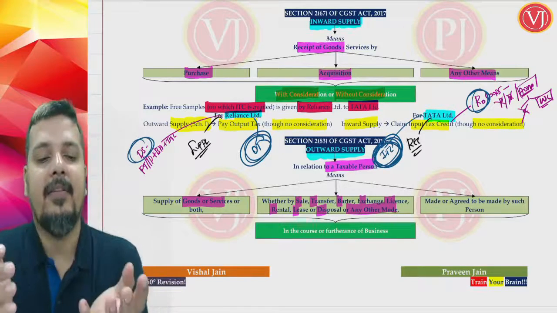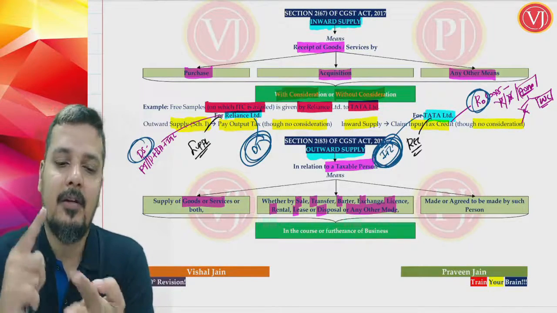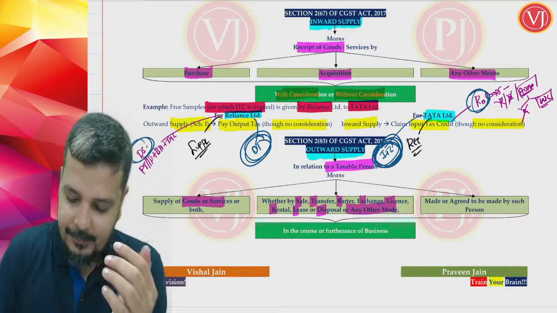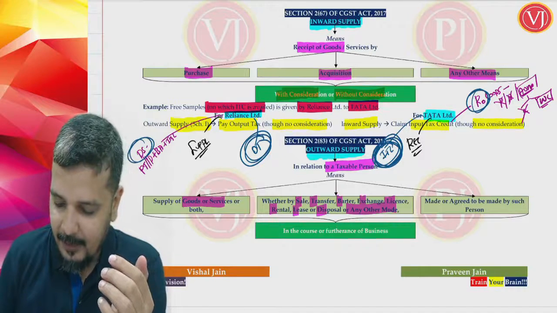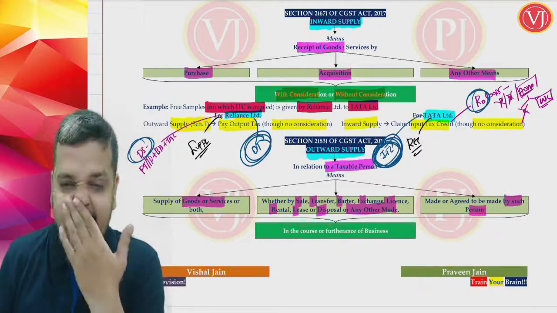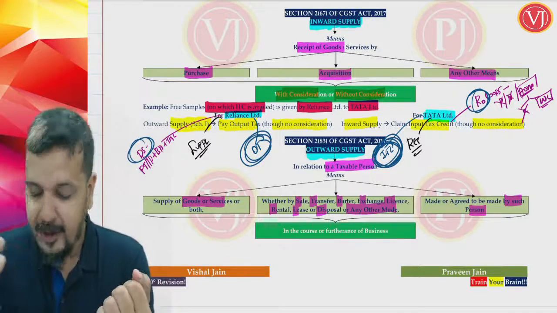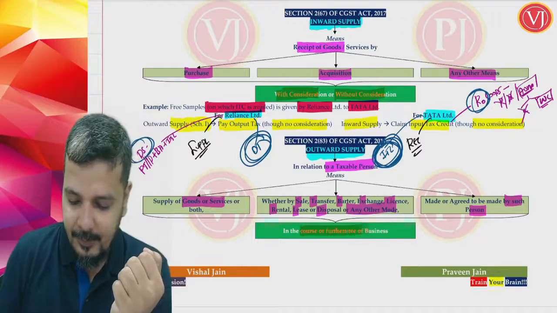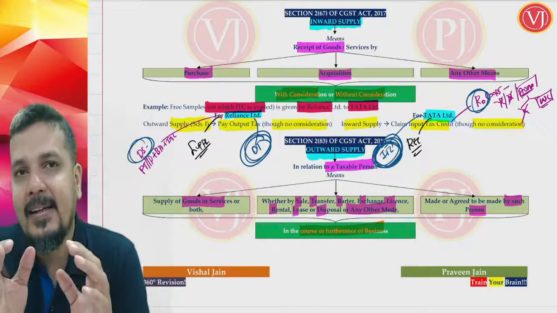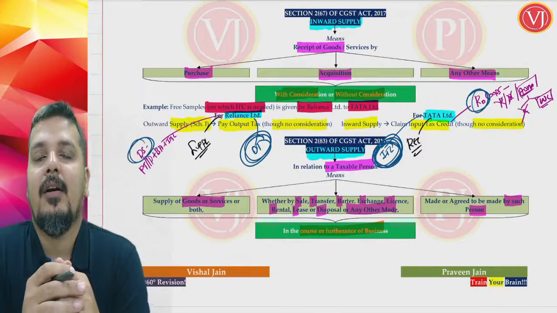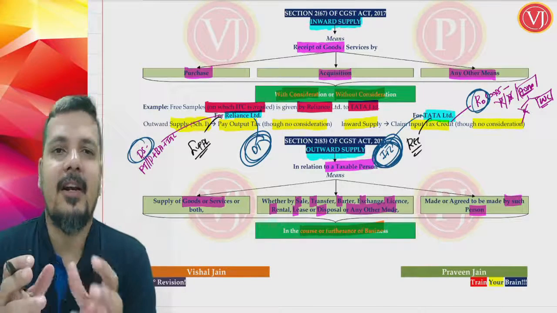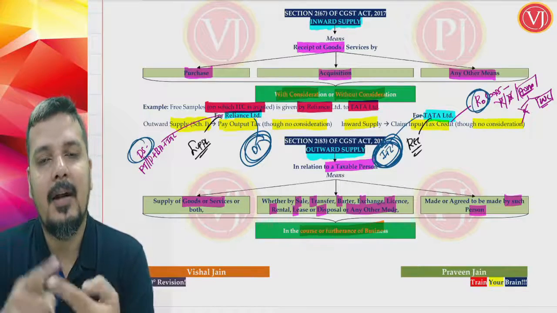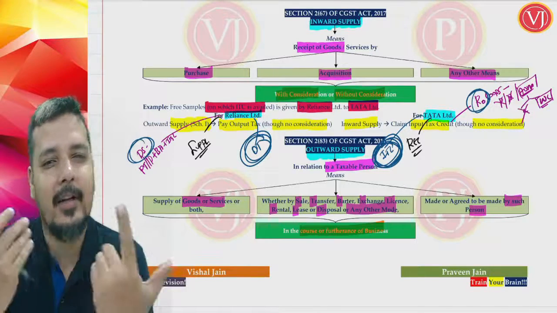So you'll be finding all these items: sale, transfer, disposal, barter, exchange, license, lease, rental, or any other mode, agreed, made, or agreed to be made by such person. Either it is made by such person or agreed to be made by such person in course or furtherance of business. It is exactly the definition of the normal term supply, the general understanding of supply. So it can be by way of sale, transfer, disposal, barter, exchange, license, lease, rental, any other mode.